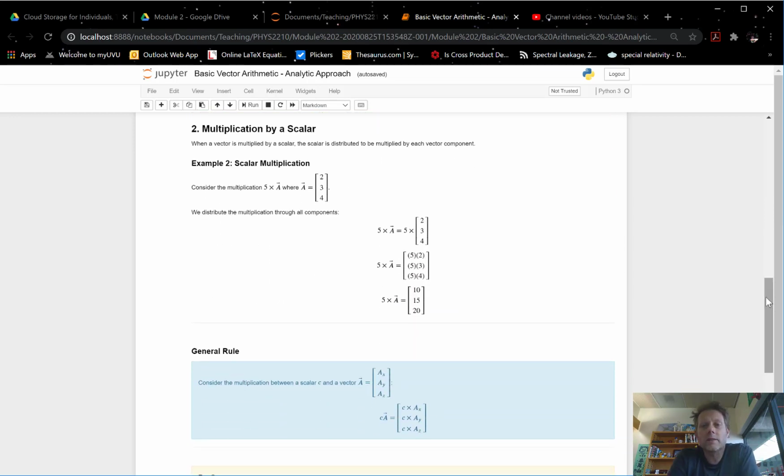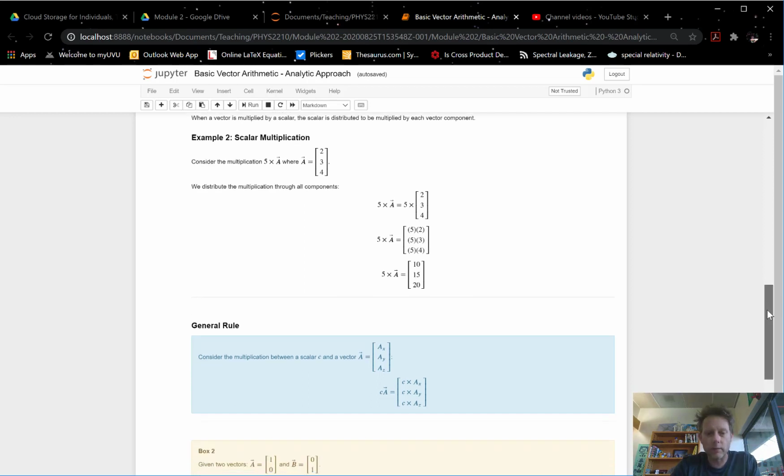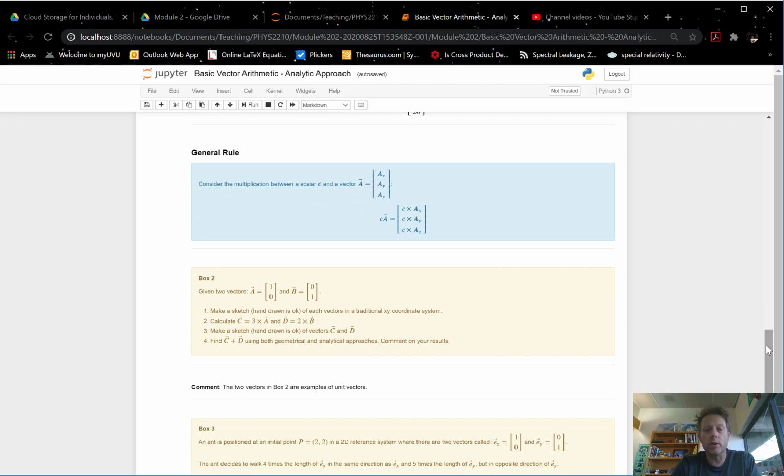For multiplication with a scalar, it's the same. The scalar is going to be multiplied into each component of the vector. So again, this is the analytic approach. If we have a vector A that has components 2, 3, and 4, we have to multiply by 5 onto each of those components. That's 5 times 2, 5 times 3, 5 times 4, which gives us a new vector of 10, 15, and 20. Not much magic there, at least I hope. The general rule: take each component, multiply by that scalar.